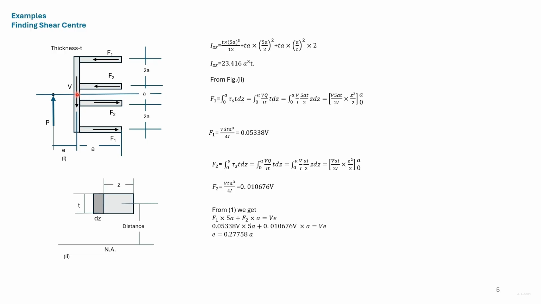So V into e is equal to F1 into 5a plus F2 into a. Substituting F1 and F2, we get e, which is the distance of the middle of the vertical portion from the shear center.